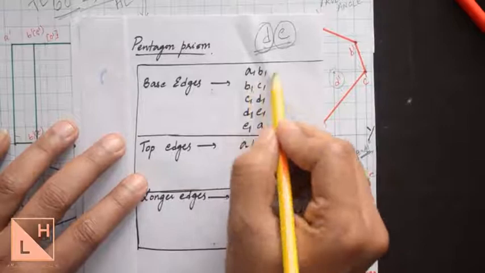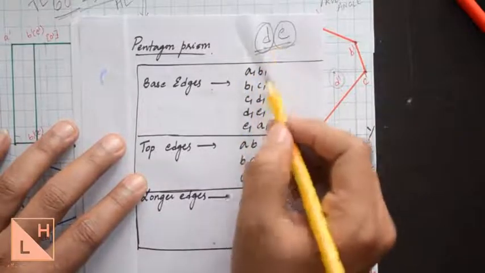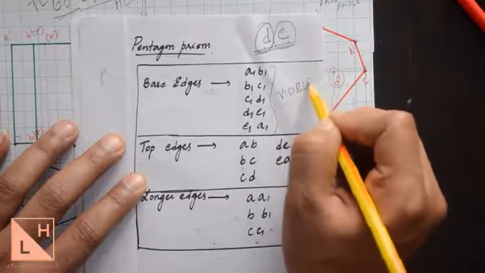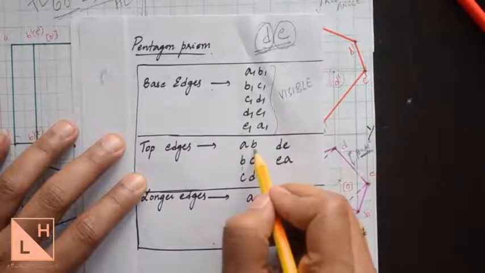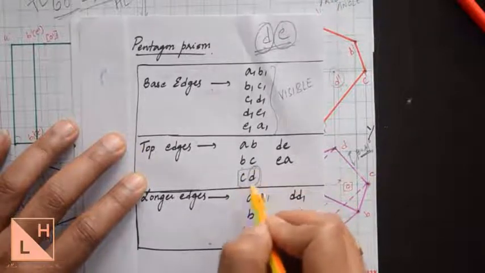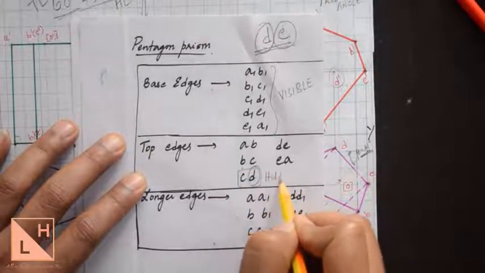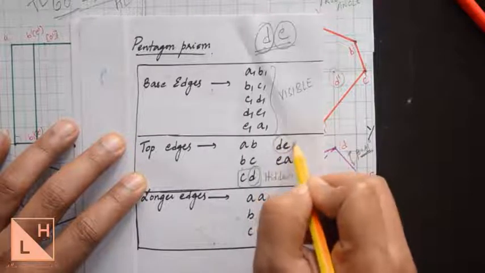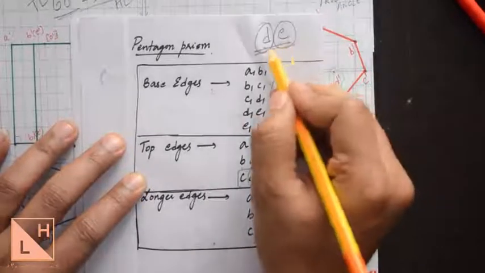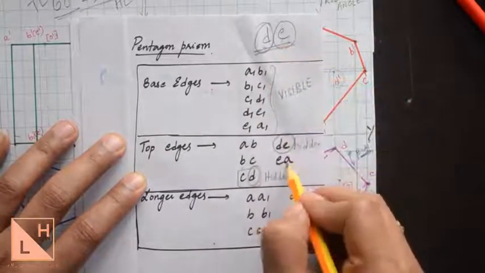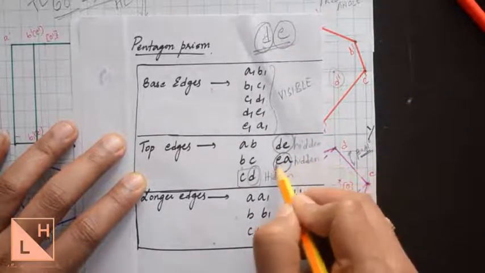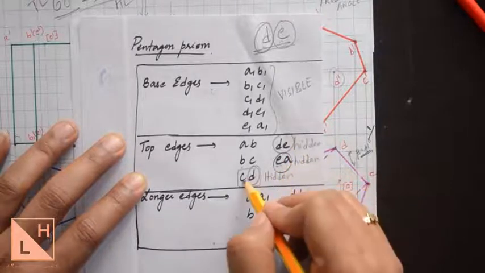A1, B1, none of these contain D and E, so all these are visible. Then when you come here, AB, BC, CD, here I have the point D, so this is a hidden edge. DE, this is also a hidden edge because it contains D as well as E. And finally EA, this is also a hidden edge because it contains the point E. So these three are hidden, identified.